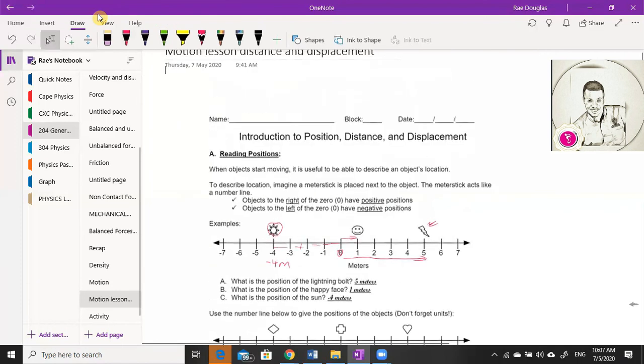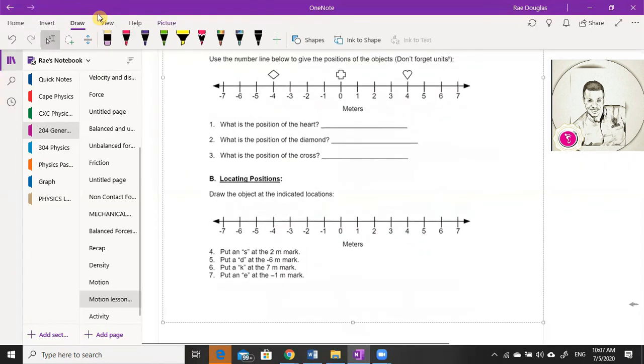Now here is another question. Go ahead, write it down, answer the question, and let's see.